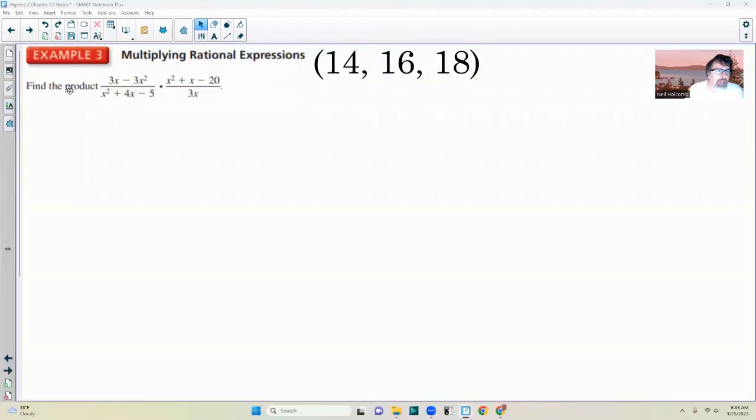Okay, example 3 is multiplying rational expressions, and they want us to find the product of this mess, but it's really not that bad, okay? So the first thing you want to do is just focus on one component. There are 4. There's the numerator, there's a denominator here, there's a numerator here, and there's a denominator here. So I'm just going to focus on those, and I'll use the colors that you see. I can't use yellow or you won't be able to see it. So I'll use, I don't know, I'll use red. So how about I highlight that red?